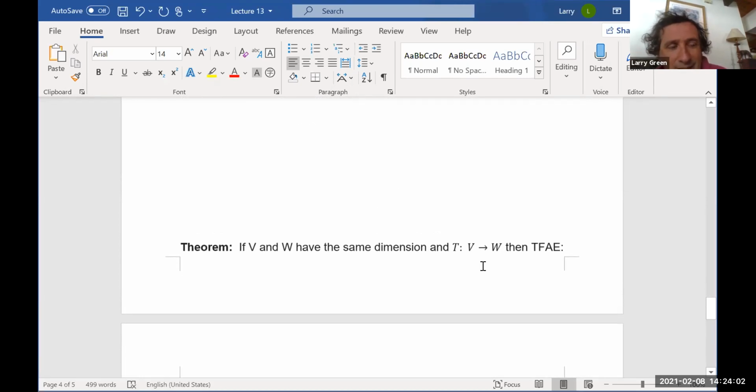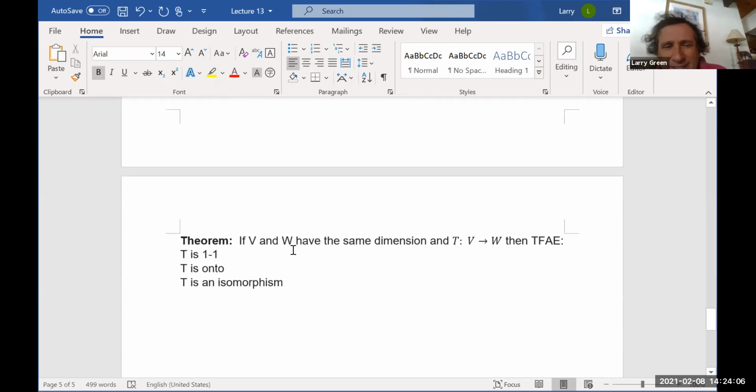Okay, here comes the next theorem. Today is theorem day, but none of these theorems are hard, there's just a lot of them. So let's suppose V and W have the same dimension. So V and W are now vector spaces. And let's suppose that T maps V to W. Then TFAE. One is T is 1 to 1. The other is T is onto. And the third is T is an isomorphism.